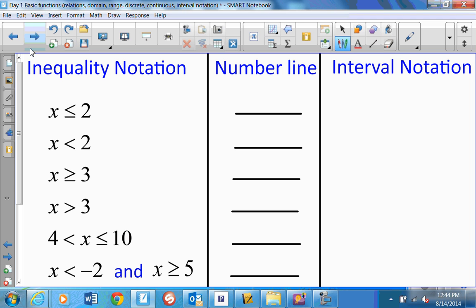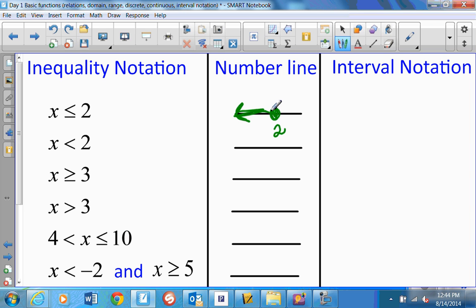Okay, so let's practice this interval notation business. This is how we did it in pre-algebra. If you had x less than or equal to -2, that would be a closed circle at -2, and we would go to the left, right? Well, we're not going to do that anymore. Now we're big boys and girls.